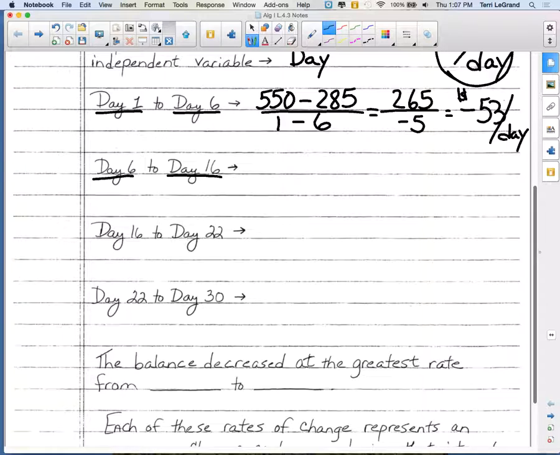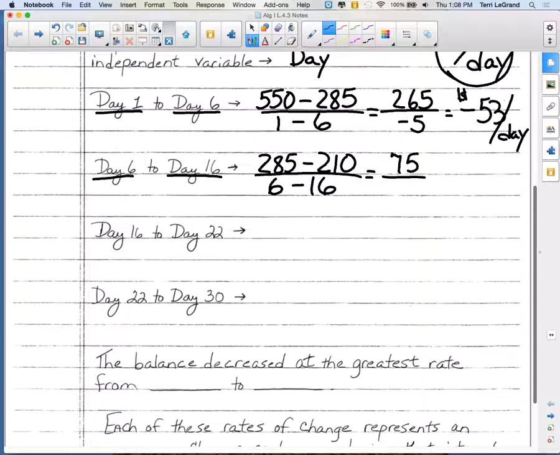Well, on day 6, I can look back at my other one and see that it was 285 on that day. What is it on day 16? Go to your table. How much money was in the bank on day 16? 210, okay. And day 6, take away day 16. Order matters in subtraction also. 285 take away 210. Don't you use your calculators for this. Come on. 75.